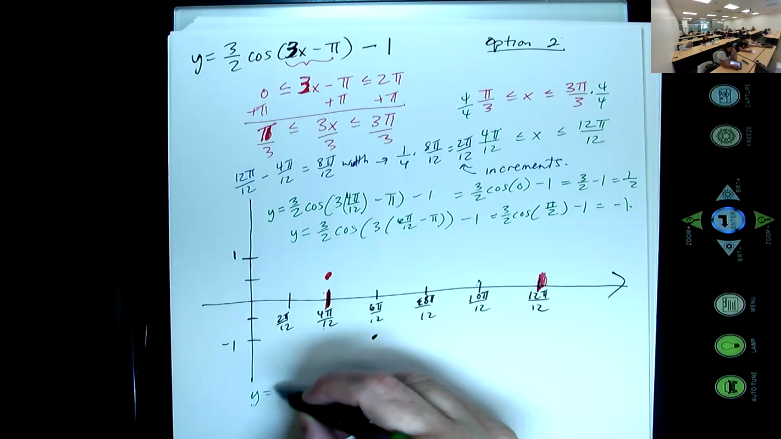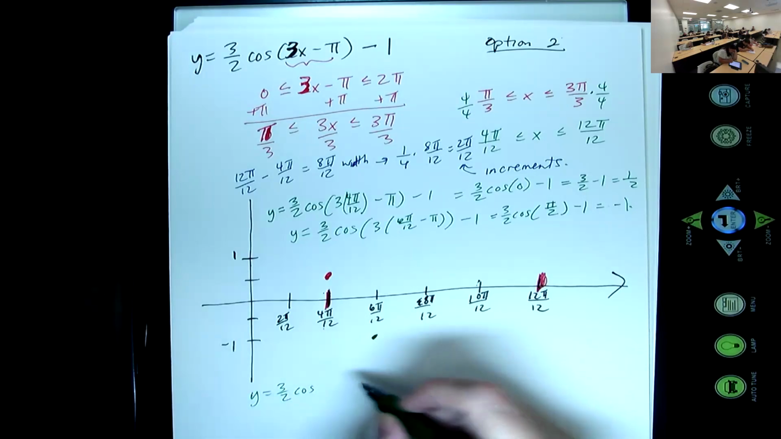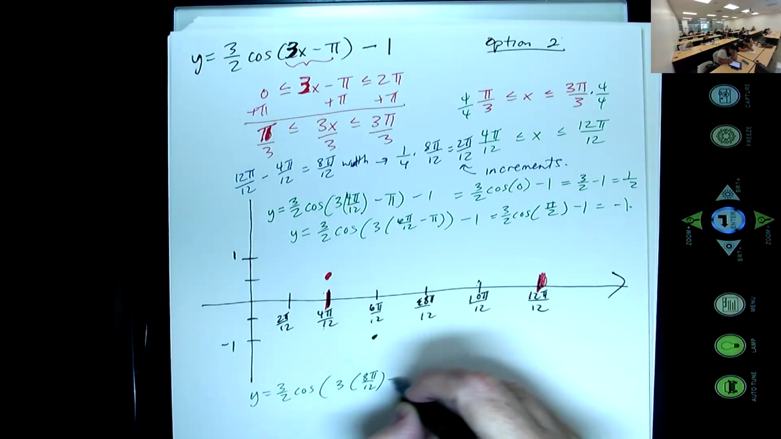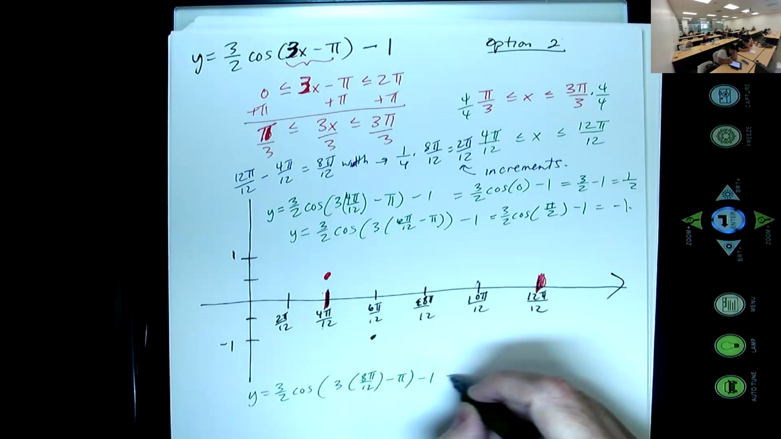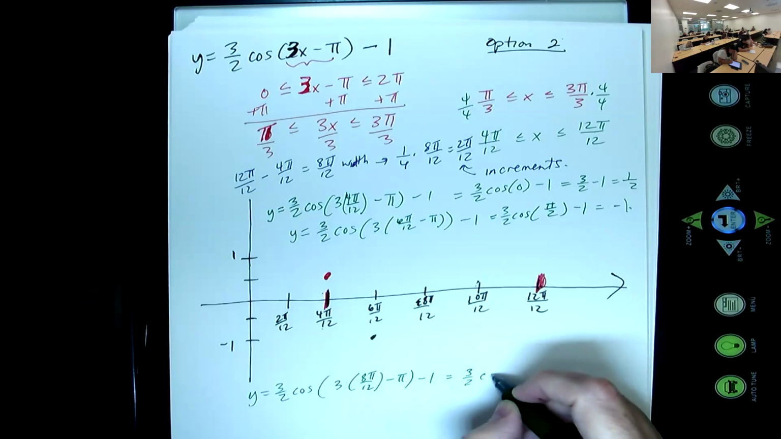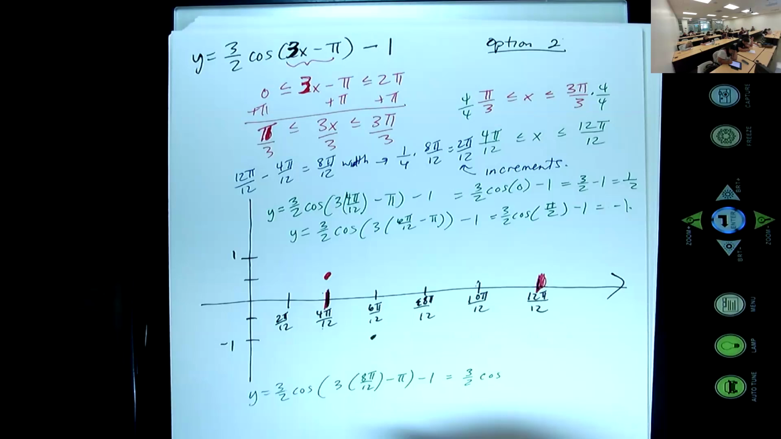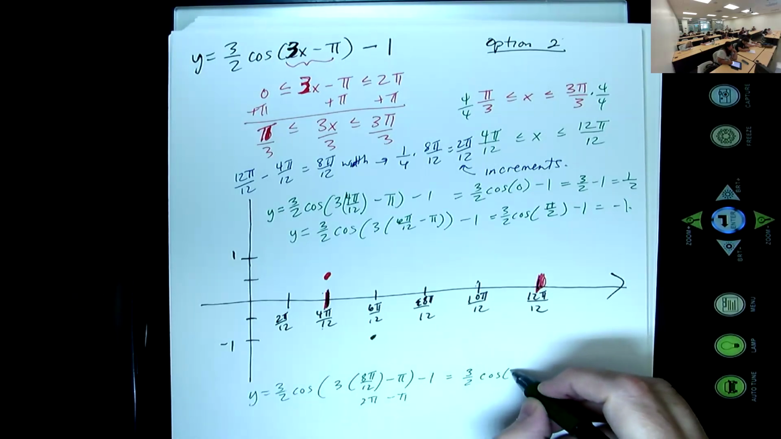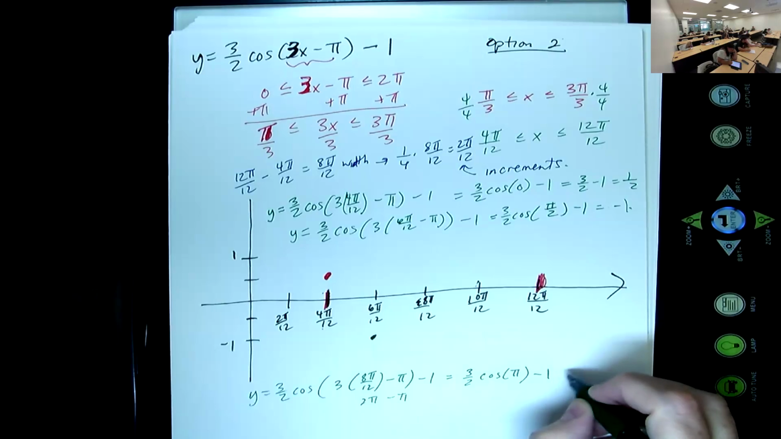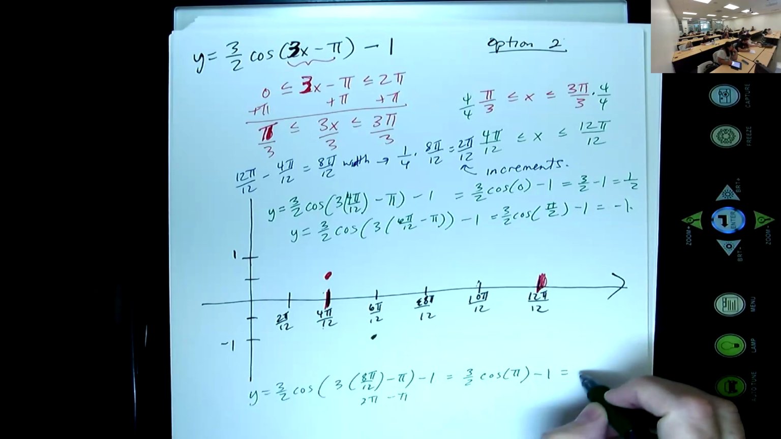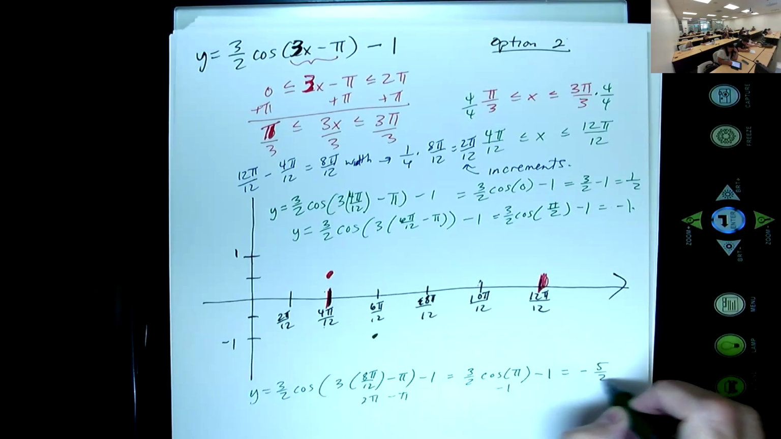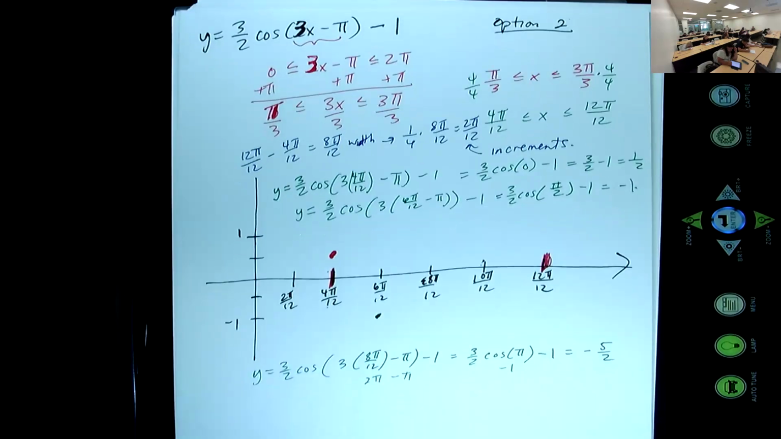Y equals 3/2 cosine. I'm sticking in 8 pi over 12 now. This is 3/2 cosine of 24 pi over 12, which is 2 pi minus pi. This is 3/2 cosine of pi. Cosine of pi is negative 1, so negative 3/2. No, this is right, I just messed up and wrote where I need to graph.